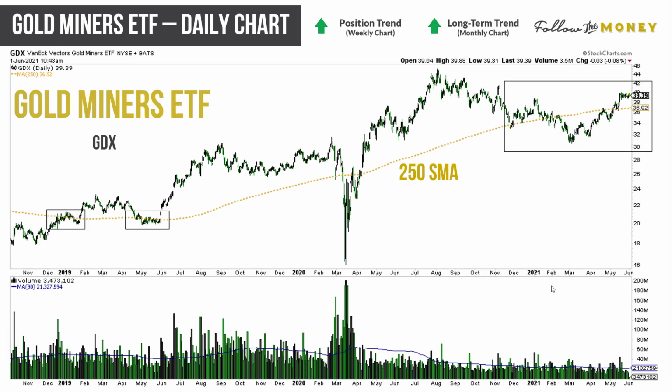If you take a look here, gold miners, the GDX ETF, going back to late 2018, you'll see that GDX really respects its 250-day moving average. Doesn't mean that it won't break down below it, but you'll notice when I say it respects, you'll see it do something at that level. In other words, it won't just casually go through that level or ignore that level.